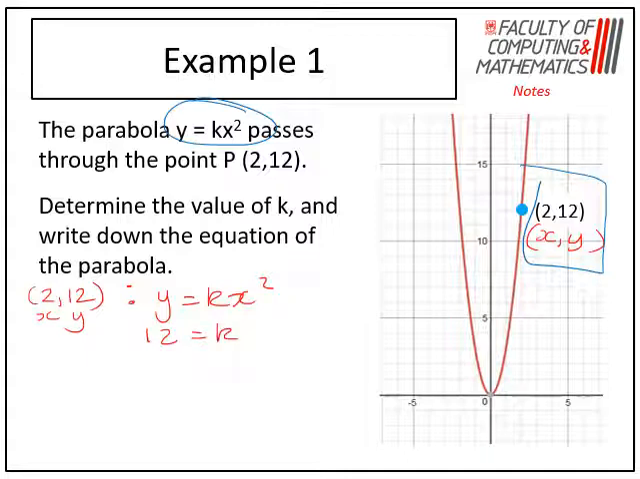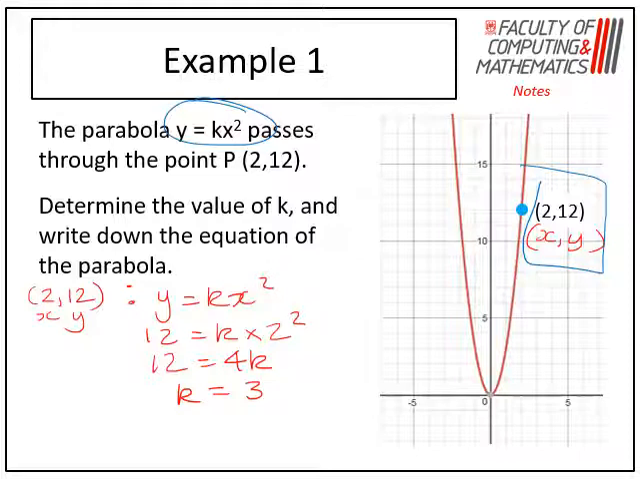We don't know what k is, but we know we're going to multiply that by whatever x is, squared. So we're going to have 2 squared on that, so you're going to have 12 is equal to 4k, which means that k is equal to 3. As easy as that, nice and straightforward.